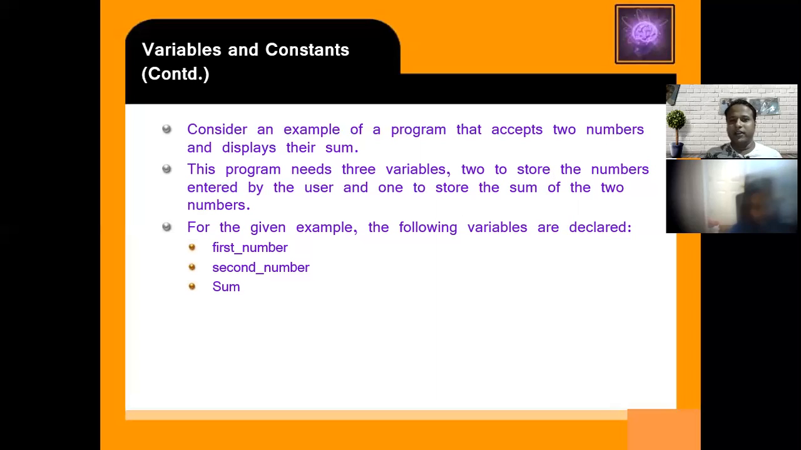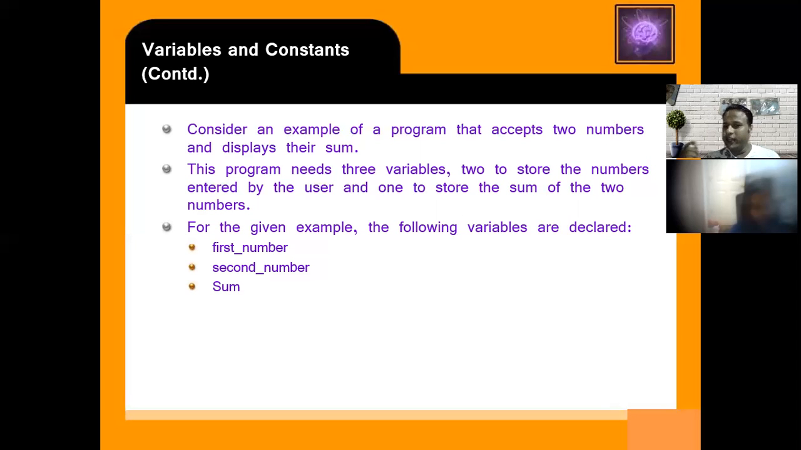Consider an example of a program that accepts two numbers and displays the sum. The program needs three variables. Variable means what? It is a memory location. Like in our home, we have a separate room. That room is called a container or variable. In that variable or container, we are storing a value. So a variable is a memory location in a program where you store the value.